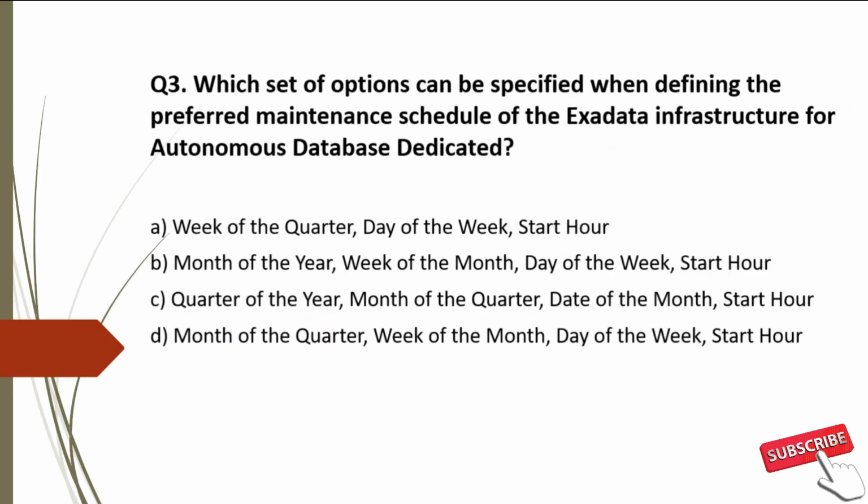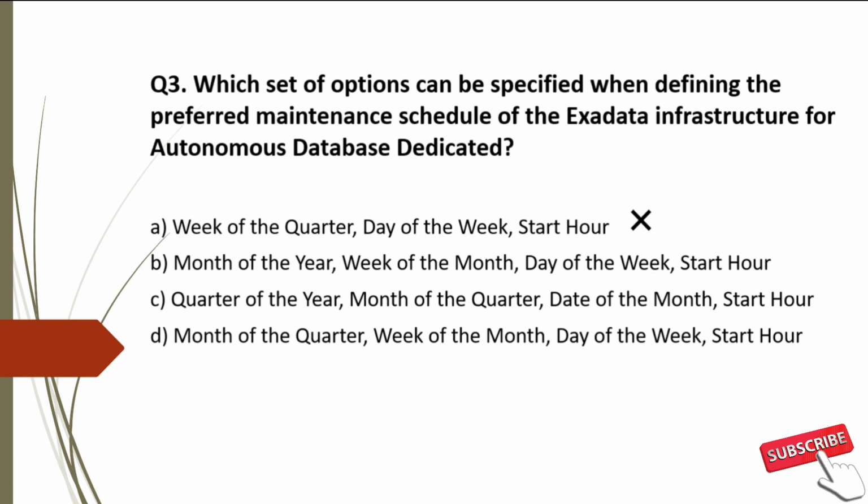Back to the question. Option A, week of the quarter, day of the week and start hour. No, first you need to select the month of the quarter, not week of the quarter. So this is incorrect. Option B, month of the year. No, as quarterly once is mandatory, so you can't select a single month for the year. Rather, you have to select month of each quarter.